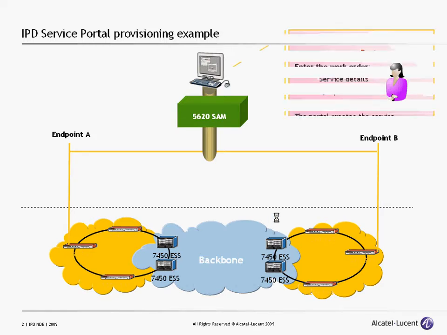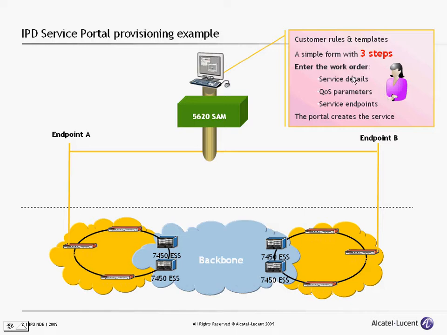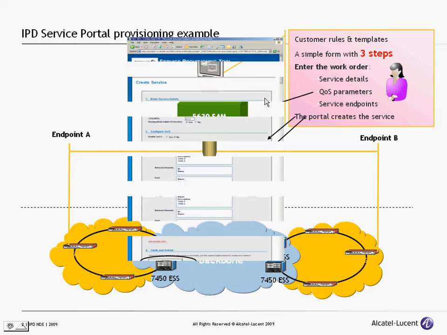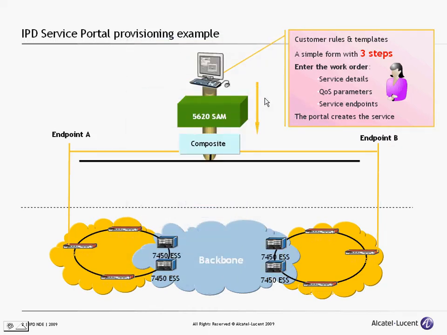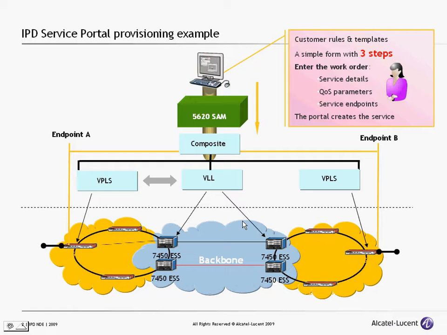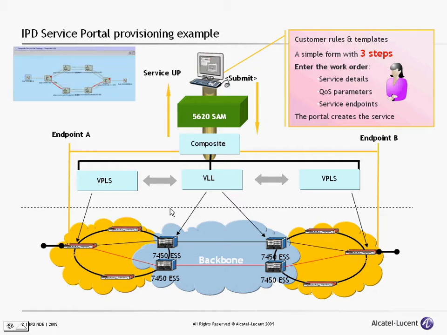An operator that does not know IP MPLS can basically have a work order with the service detail name, the QoS bandwidth parameters, and the two endpoints, and via the service portal can provision a service through a single form, hit submit, and the service portal, using all the SAM features and the SR features, will create the service end-to-end on the network. It doesn't matter if it's one service type like a layer 3 VPRN or a layer 2 VPLS or VLL, or combinations of. The portal will basically create a service from endpoint A to endpoint B.